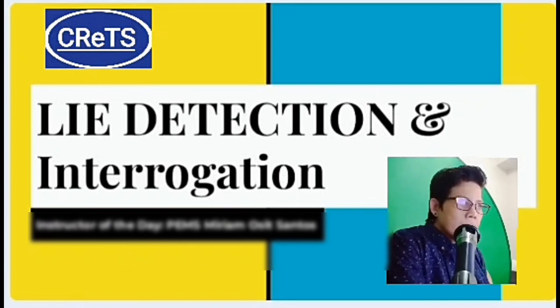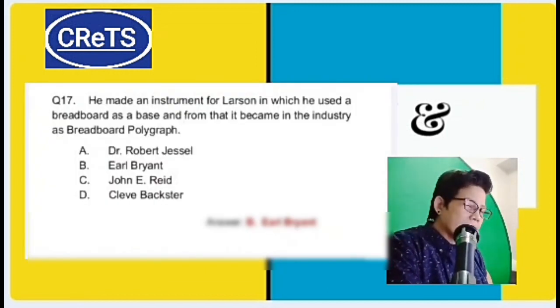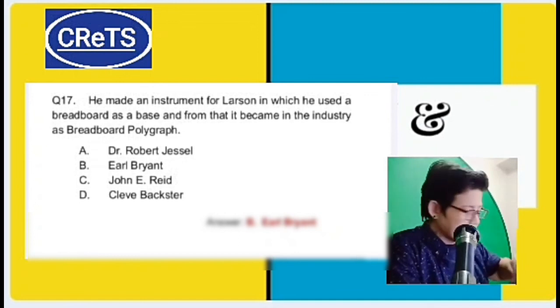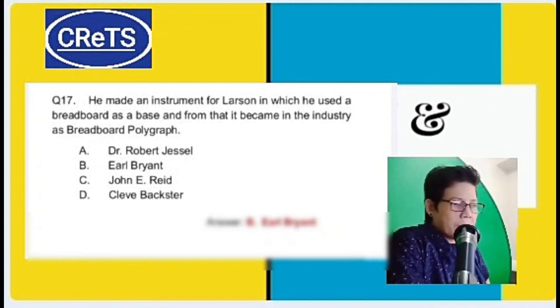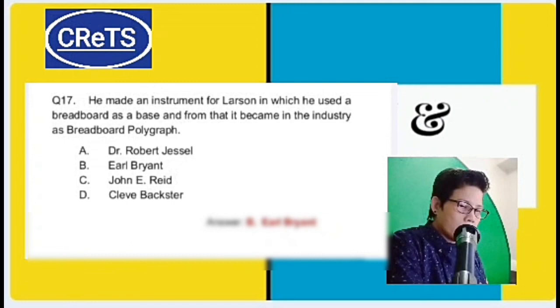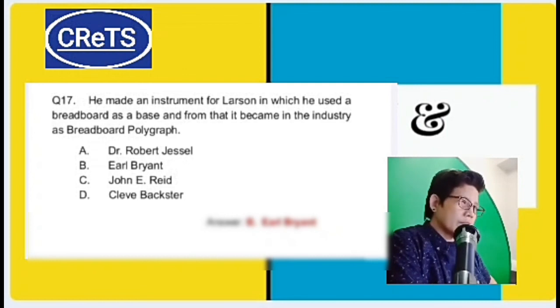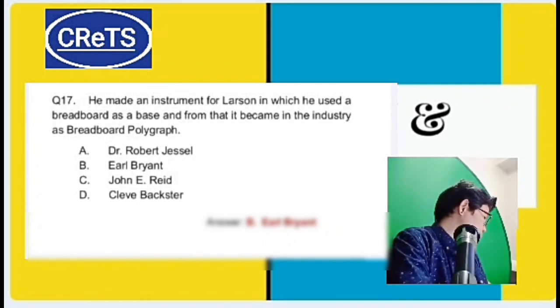Okay? 17. He made an instrument, no? Test yourself, huwag mahiya. Just test yourself kung tama o mali sinagot mo, then correct it. Right then and there, correct everything na medyo nagkamali ka. There's always a room for correction. So we will proceed. He made an instrument for Larson in which he used a breadboard as a base. And from that, it became in the industry known as breadboard polygraph.